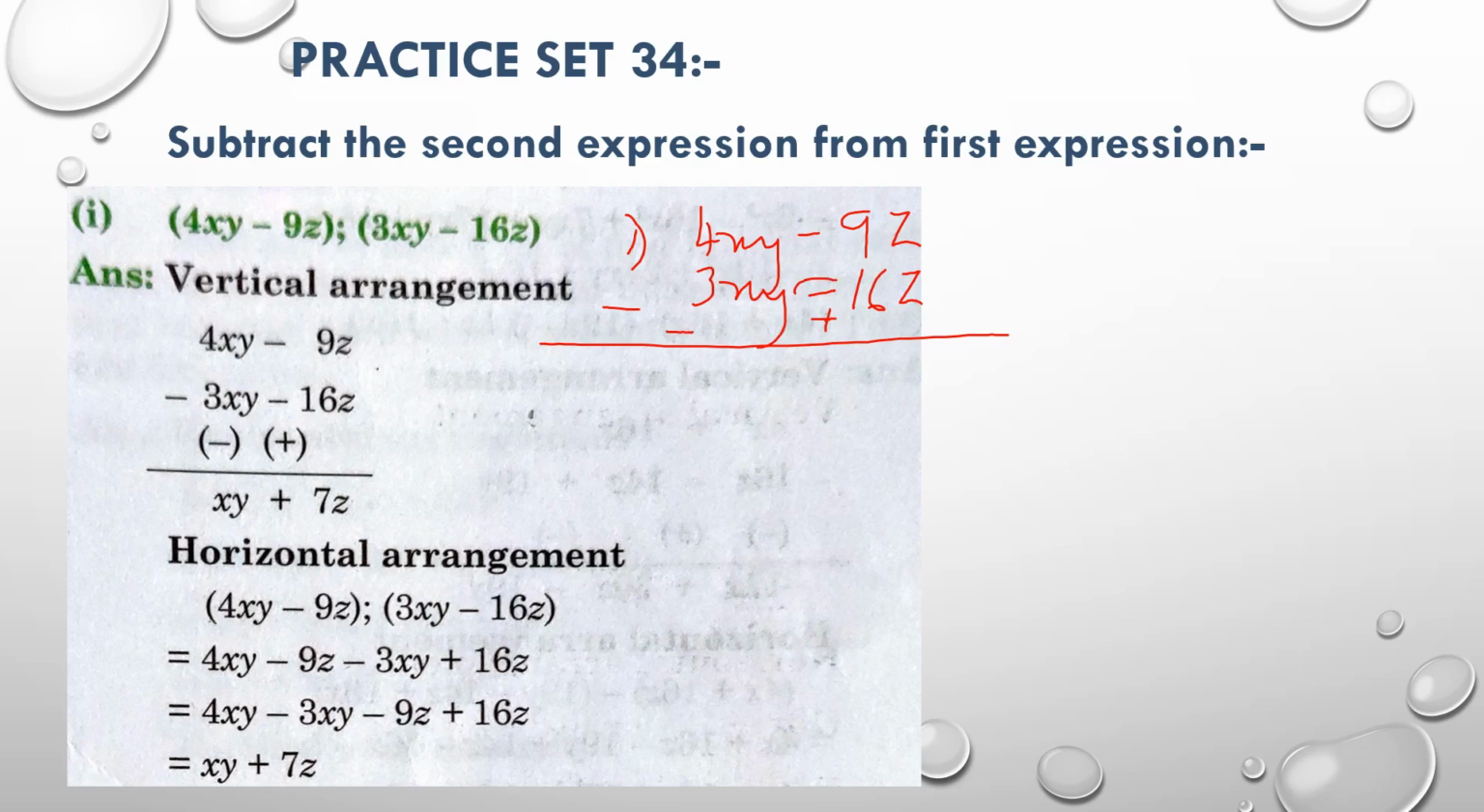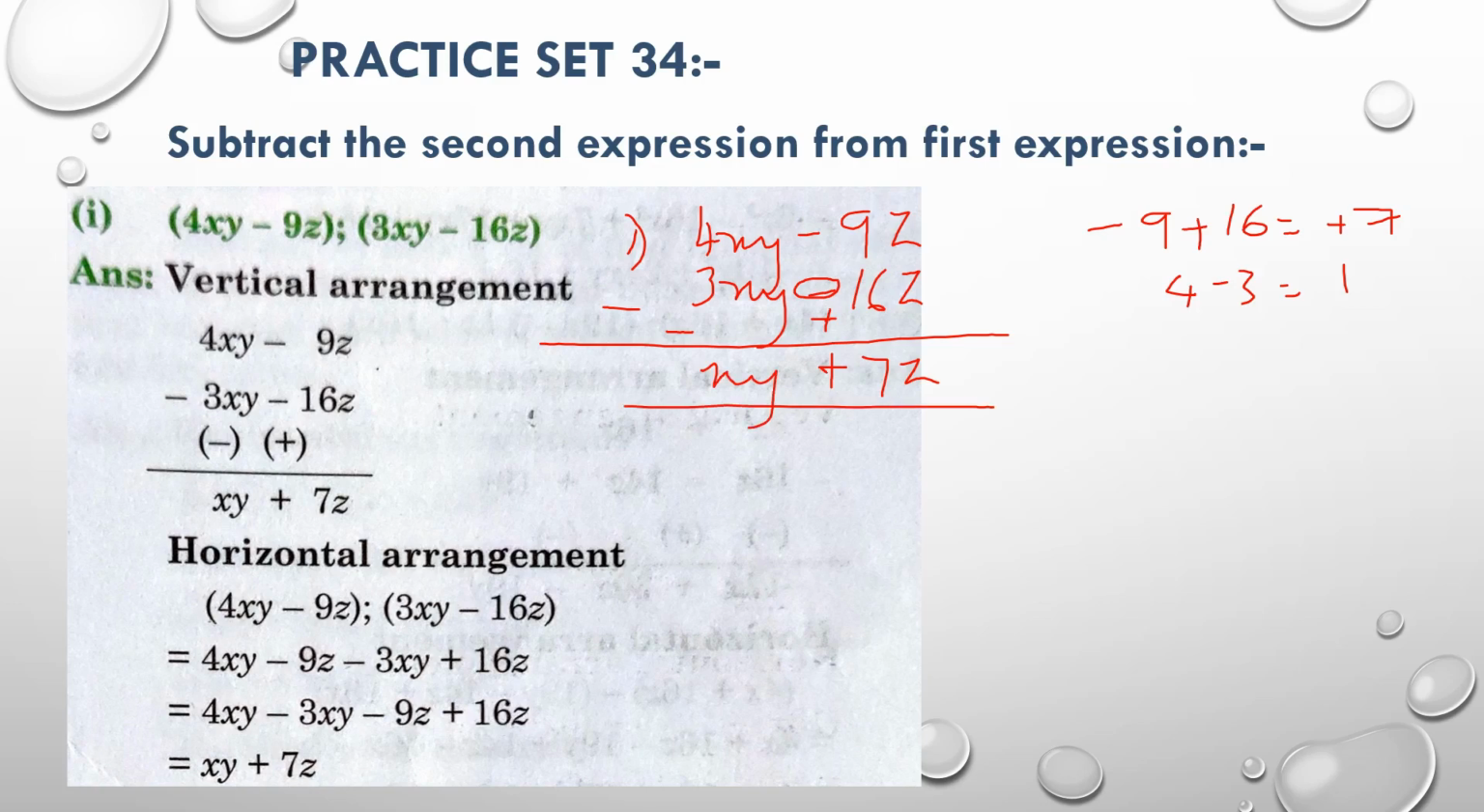Okay. Now let's do the subtraction. Minus 9 plus 16. So both the numbers have different signs. So what you have to do? Subtraction. So 16 minus 9 is what? 7. 16 is a bigger number. Before that, which sign is there? Plus sign is there. So plus 7z. Now 4 minus 3. 4 minus 3 is what? 1. So 1, no need of writing 1 here. So xy.